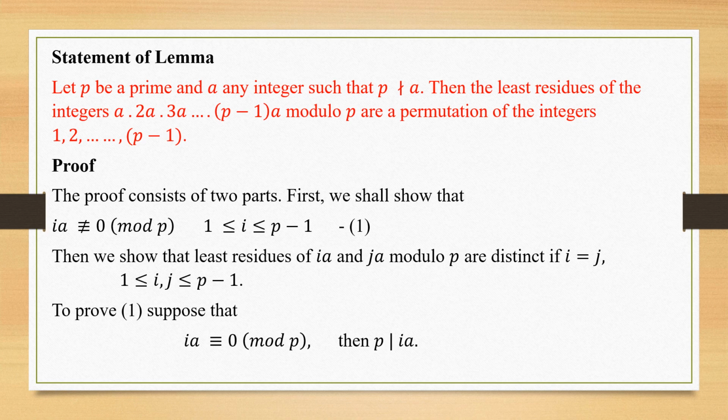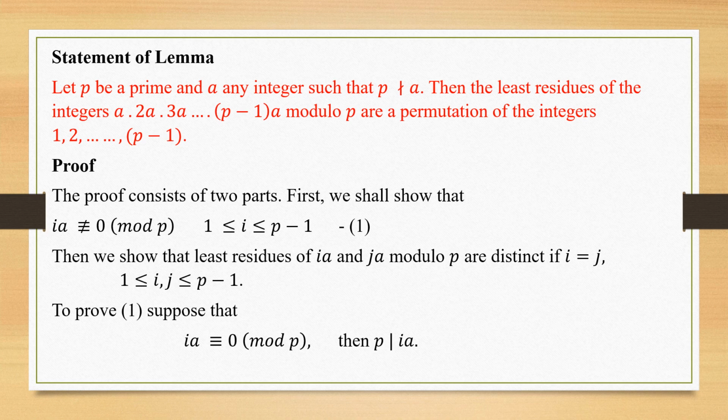So we'll start with the proof of the lemma. The proof consists of 2 parts. First, we shall show that i times a is not congruent to 0 mod p for i lying between 1 and p minus 1. That is the first statement. Then we show that the least residues of i times a and j times a modulo p are distinct if i is not equal to j, that is, i and j are between 1 and p minus 1. To prove 1, what is actually 1? i times a is not congruent to 0 mod p.